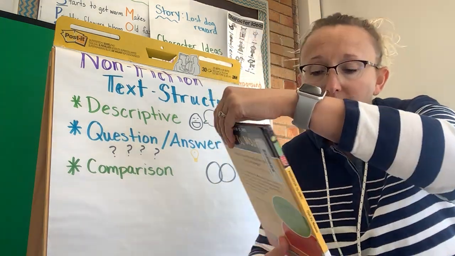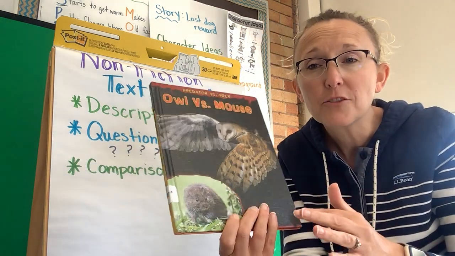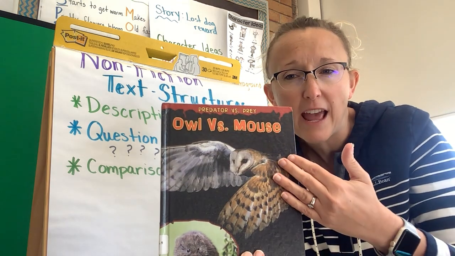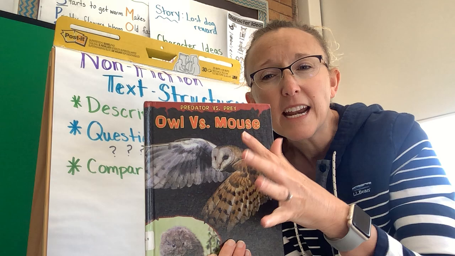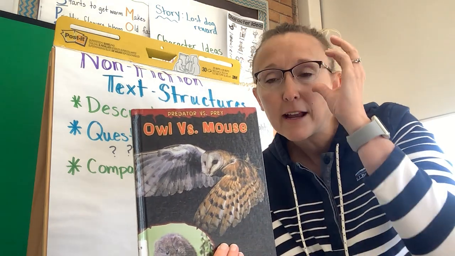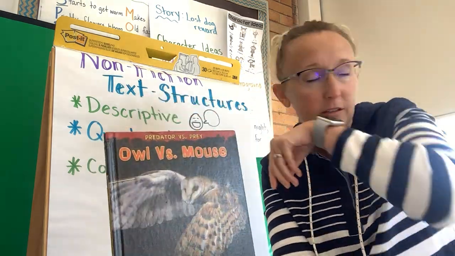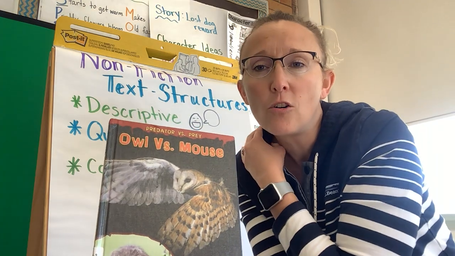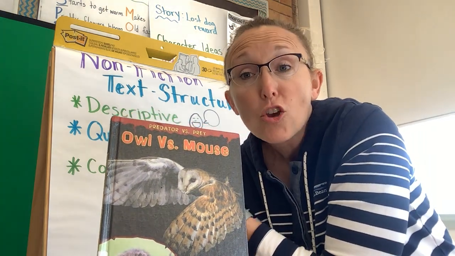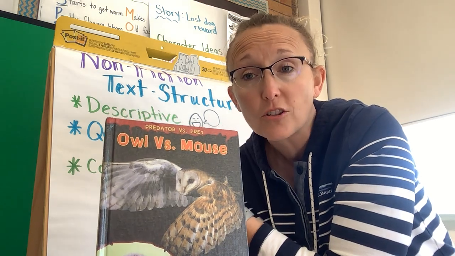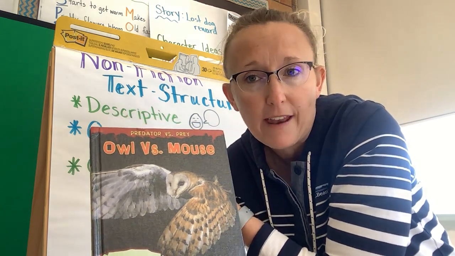Look at this one. Oh, this one's interesting. This is a predator versus prey. So you're going to see a lot of versus books. These are kind of comparison books. Like we have a lot of books at home, like Velociraptor versus T-Rex. So those are comparison books also, because they're talking about who would win in a battle.